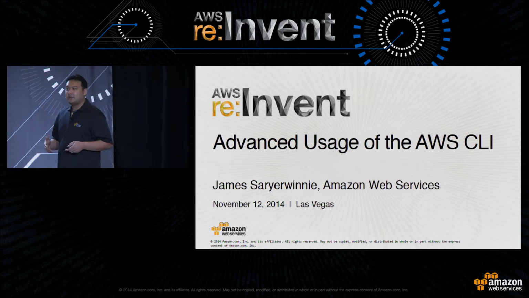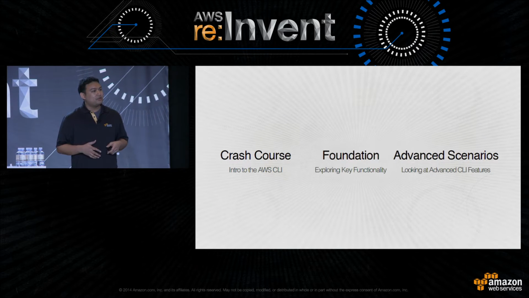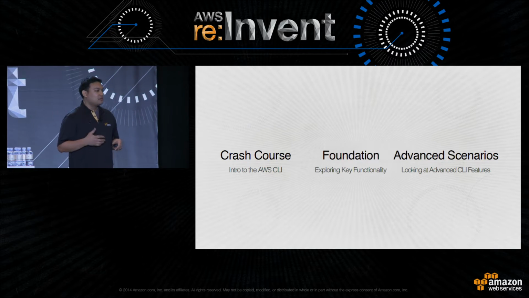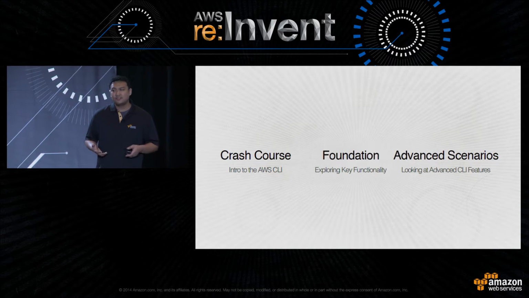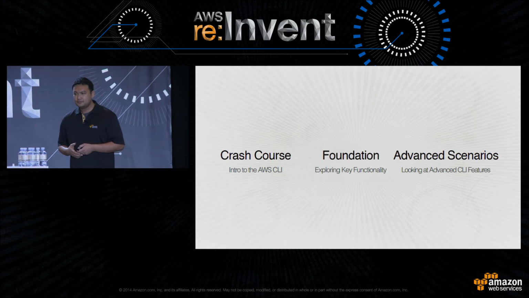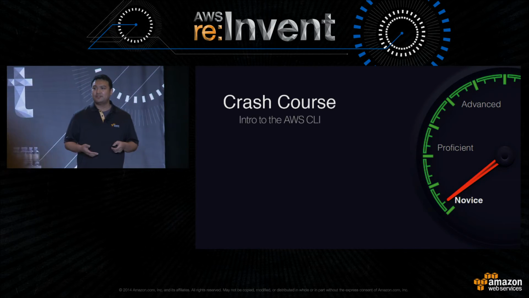Now, I'm going to be talking about three broad categories here. If you're not familiar with the AWS CLI, that's OK. I'm going to give a quick, maybe 5-minute crash course introduction. And then we're going to cover some of the core common usage scenarios. And then finally, we'll look at some more advanced topics. Some of these are fairly new to the CLI, and we'll take a look at those. So the first thing I want to cover is a quick crash course into the AWS CLI.